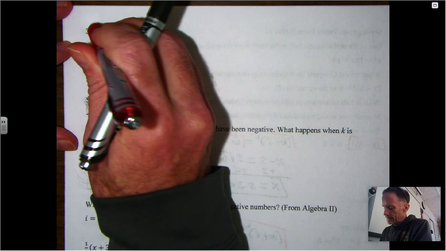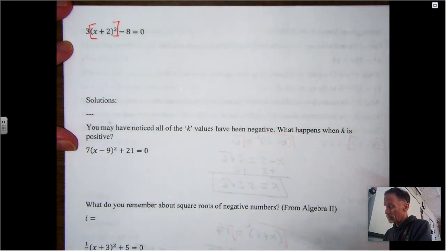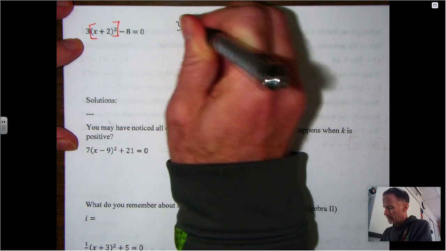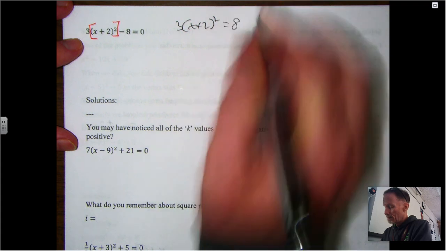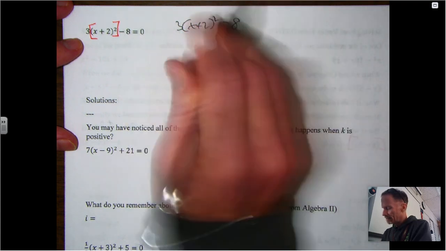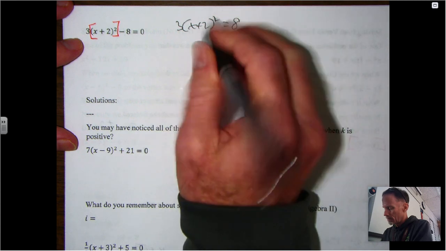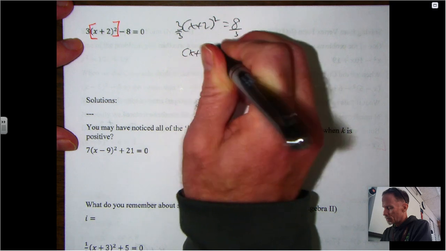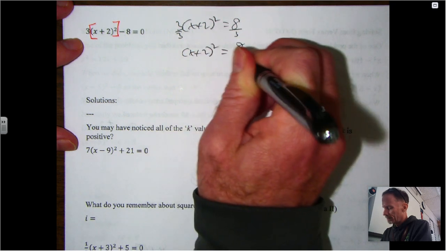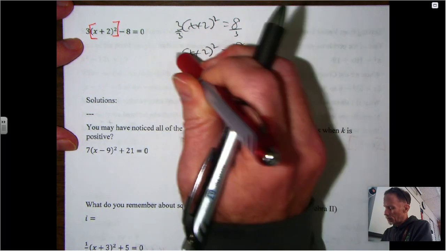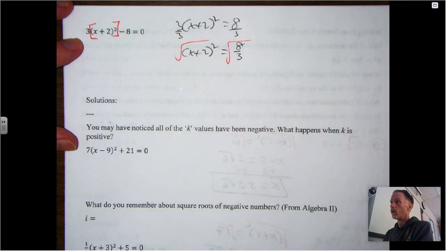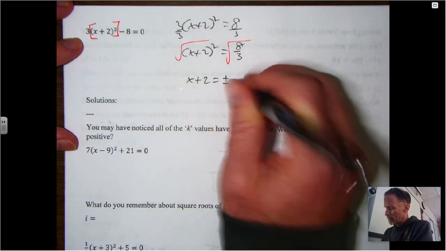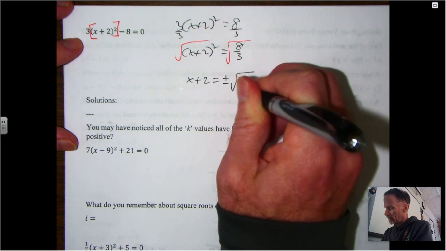So remember, we need to isolate first. So I need to get that thing by itself. In this case, we actually got to get rid of two things. So I definitely want to add 8 first. But now I have to divide by 3, and I got to get rid of everything before I take the square root. So now it's just x plus 2 squared equals 8 over 3. Now when you do the square root, make sure you're doing the square root of the whole fraction. So it's x plus 2 equals, always plus minus, square root of 8 over 3.